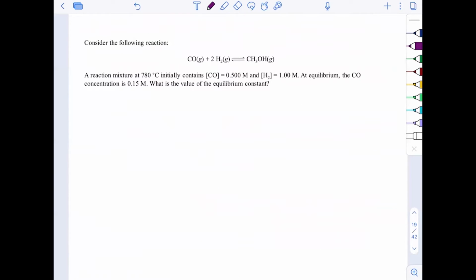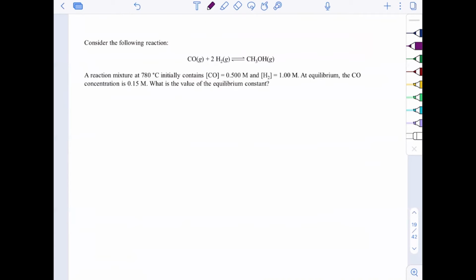Let's look at this reaction. Carbon monoxide and hydrogen gas are in an equilibrium to produce CH3OH, methanol. The reaction mixture at 780 degrees Celsius initially contains carbon monoxide at 0.5 molar, hydrogen at 1.0 molar, and at equilibrium, the carbon monoxide concentration is 0.15. What is the value of the equilibrium constant?